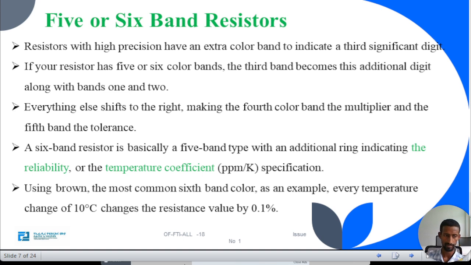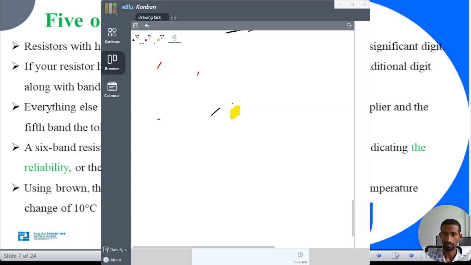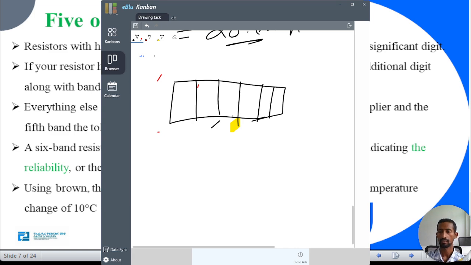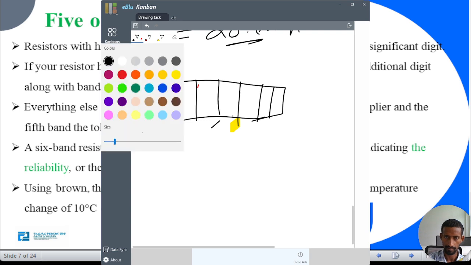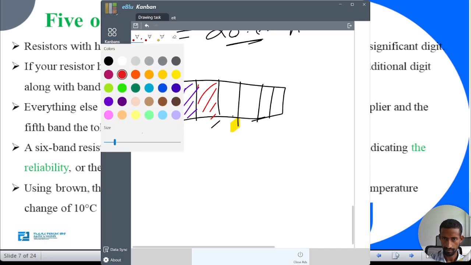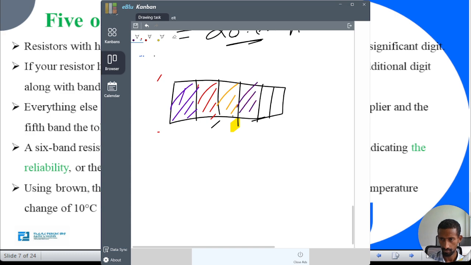Let's show you what it looks like. We are talking about 6 or 5 band resistors. So 1, 2, 3, this is a 6 band. 1, 2, 3, 4, 5, a 5 band actually. This is the first band, this is the second band, this is the third band, and this is the fourth band.